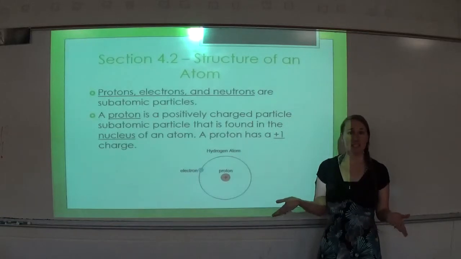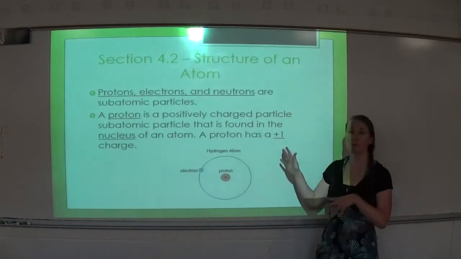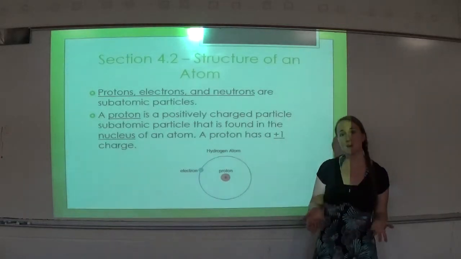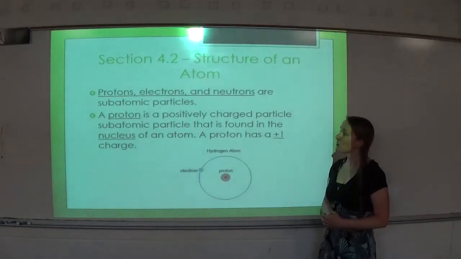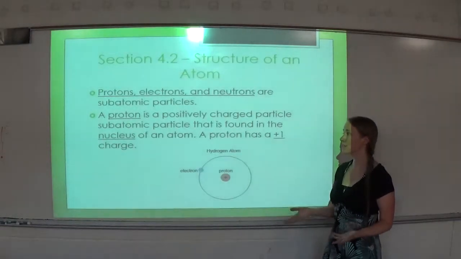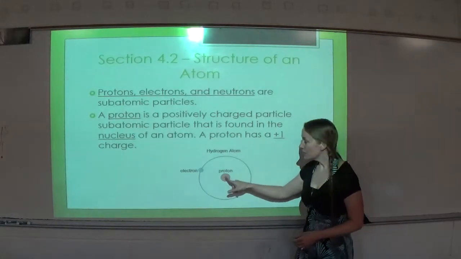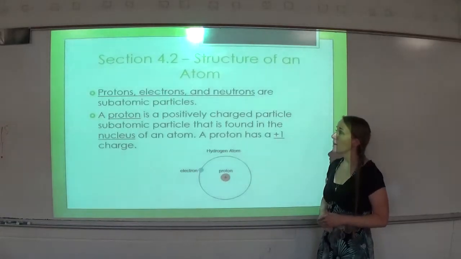So we briefly discussed the history of the atom in the section 4.1 lesson video, so now let's talk a little bit more about that structure. Protons, electrons, and neutrons are the subatomic particles that make up an atom. A proton is a positively charged subatomic particle that is found in the nucleus of an atom, and it has a positive 1 charge. Okay, so protons are in the nucleus, they have a positive 1 charge, each one does.